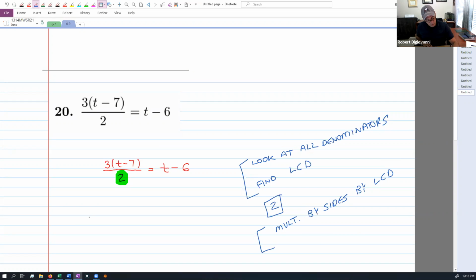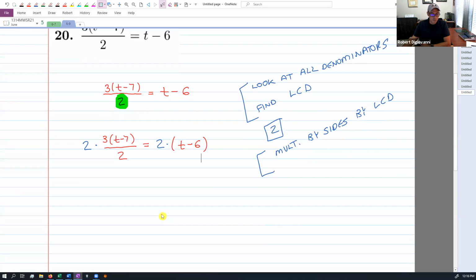So watch the way this looks. 2 times the left side of the equation equals 2 times, now the right side of the equation, I have to put it in parentheses because there are 2 terms on the right side. They each have to get hit with a 2. So are there any questions on that step for anyone in the class?